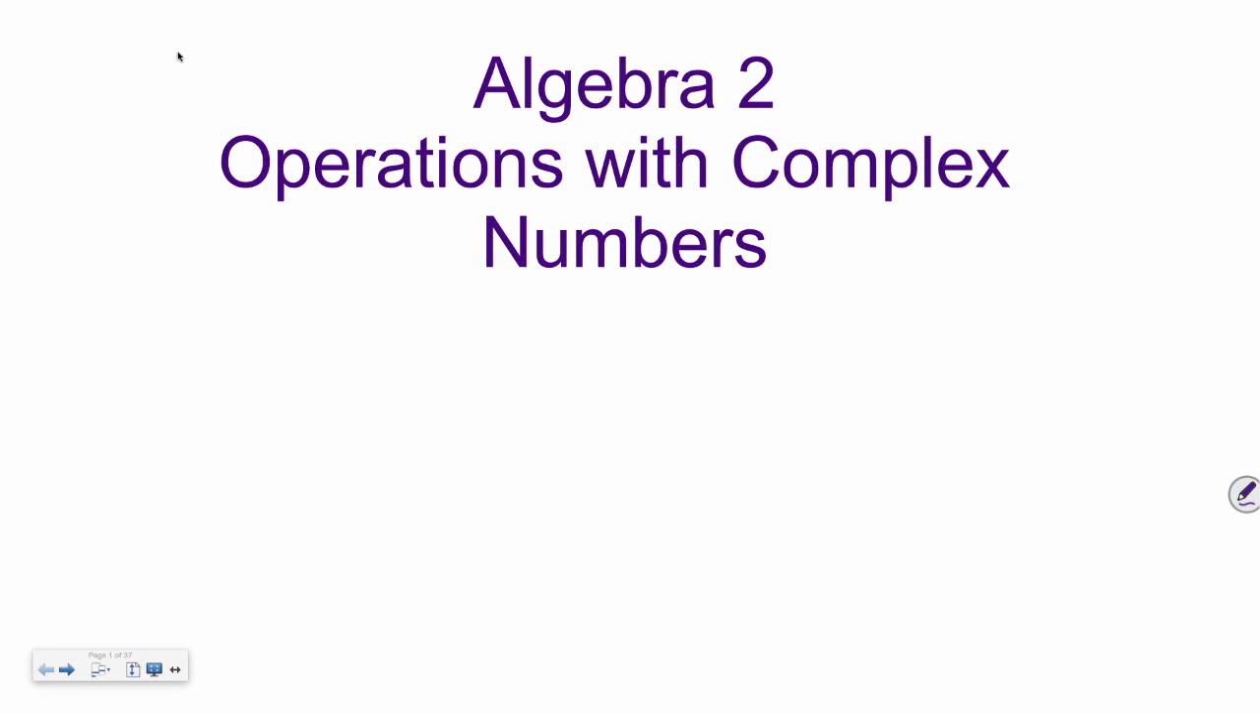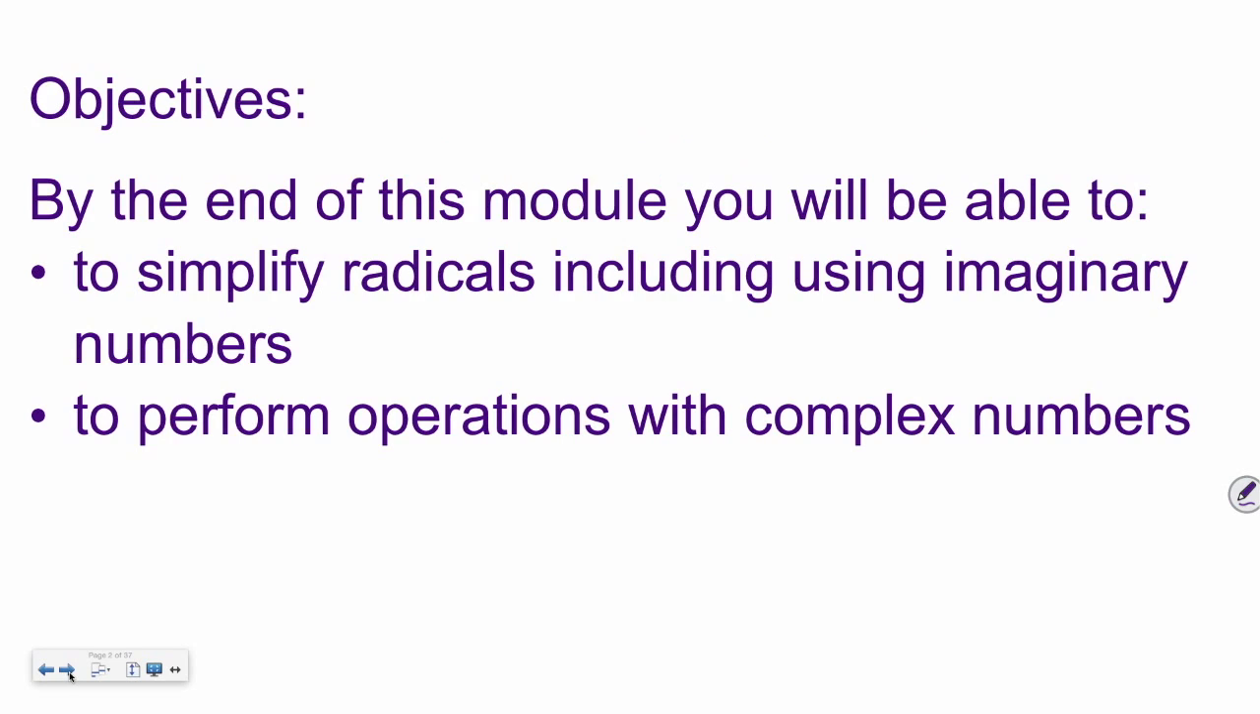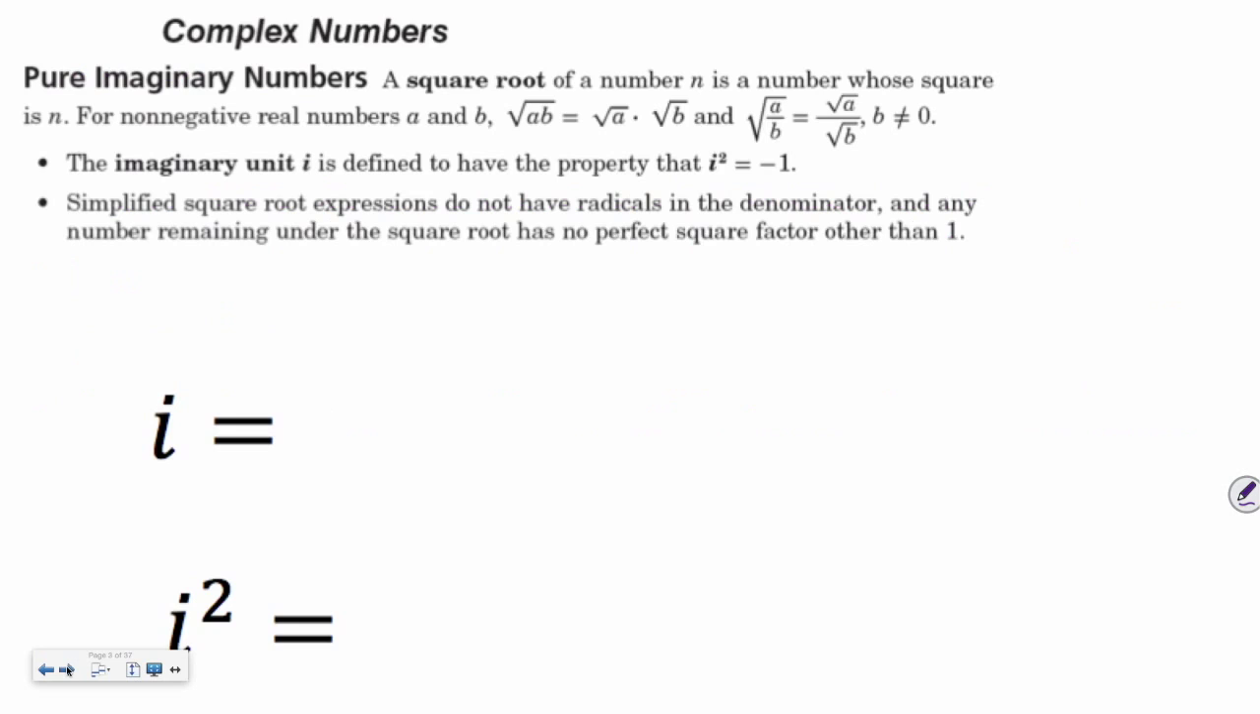Hello, and this is operations with complex numbers. By the end of this module, you'll be able to simplify radicals that include imaginary numbers and perform operations with complex numbers. Complex numbers are just numbers with imaginary numbers, with i's.